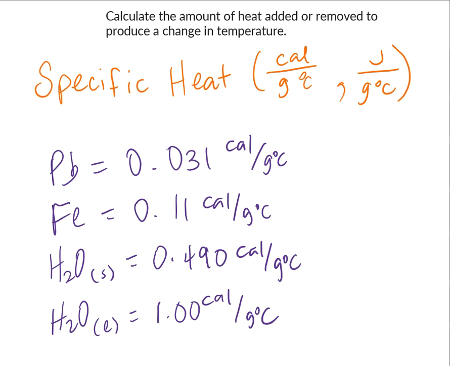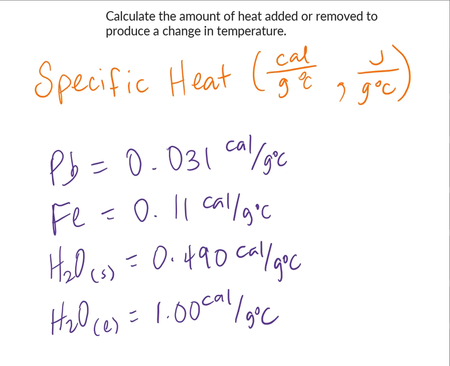So if you notice, for instance, lead 0.031 calories per gram degree Celsius versus liquid water 1.00 calorie per gram degree Celsius, what these values tell us is that it's going to take a lot more energy to increase the temperature of liquid water than it would be to increase the temperature of lead. Same thing if we compare liquid and solid water. Those values are different. It takes a lot more energy to increase the temperature of liquid water versus ice.